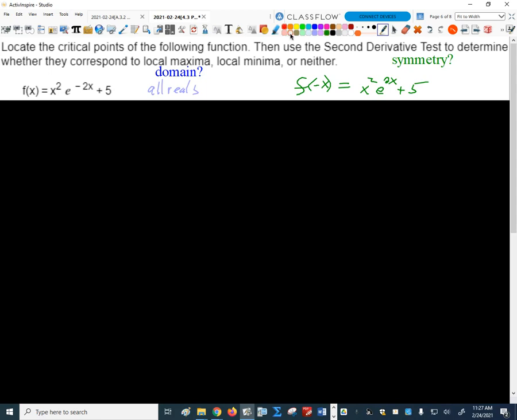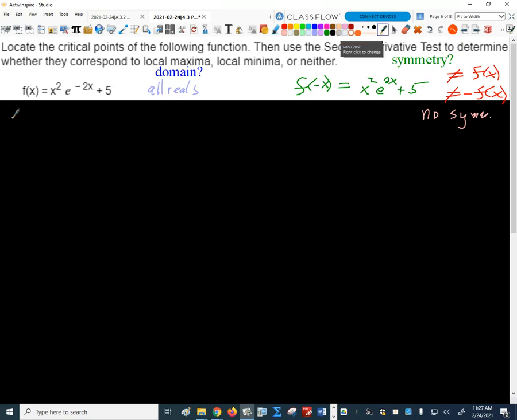That is not equal to f of x, and it's not equal to the opposite of f of x. So we've got no symmetry. That would have helped. That always helps. We can fill in some blanks for free then in our table, but we're stuck. All right, so we got to do some calculus. We got to take some derivatives.